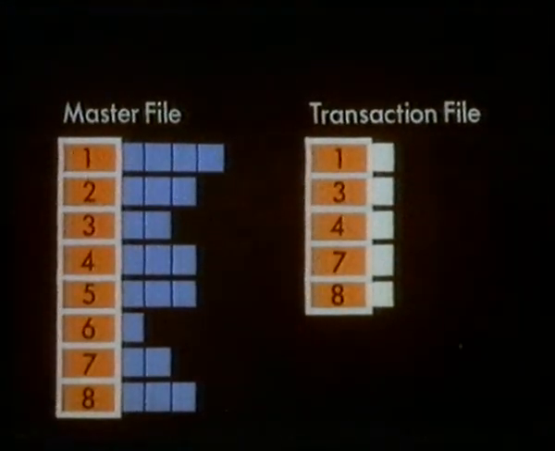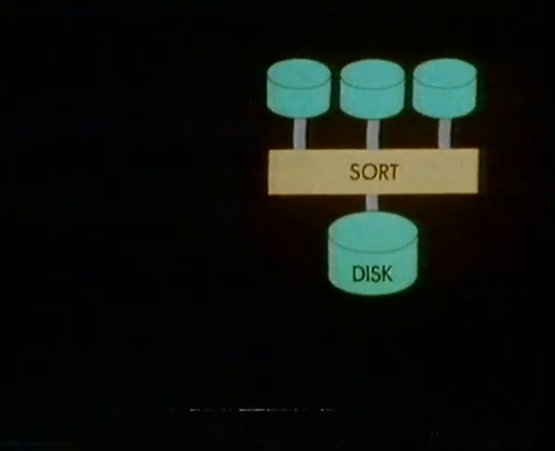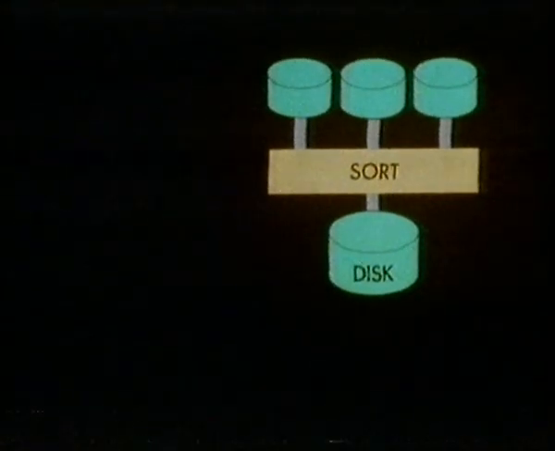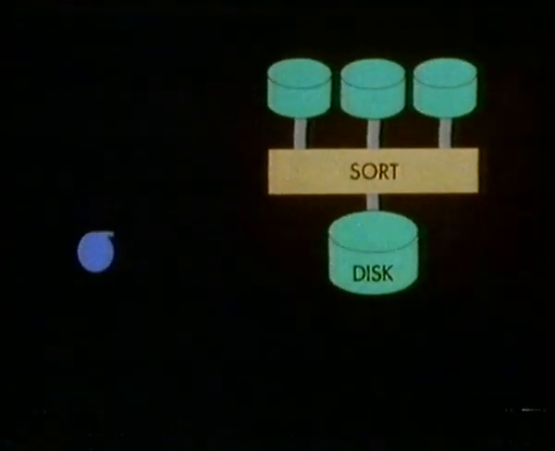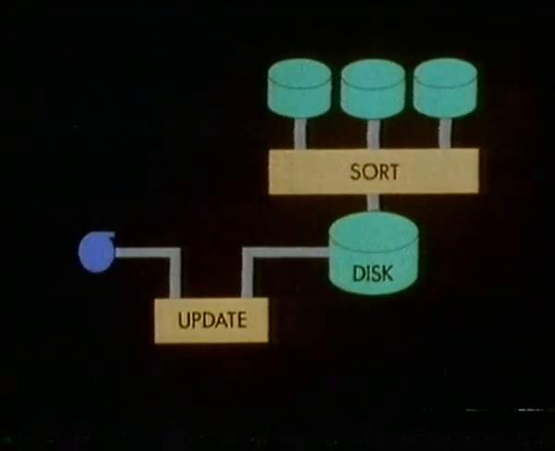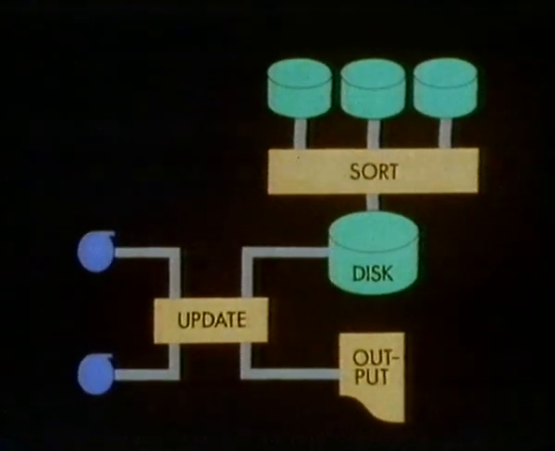We can summarize what's happened in a system diagram, which shows that transactions are first collected on several disks. At this stage, the transaction data is in random order. Next, it's sorted and combined on a single disk. This disk is used to update the master file held on magnetic tapes. The updating process creates a new version of the master file. And it also produces a large amount of printed output.